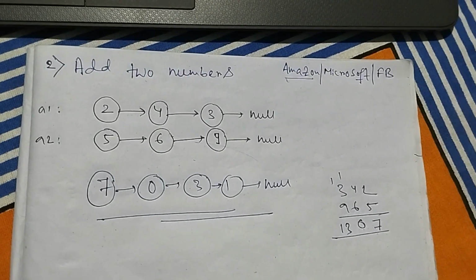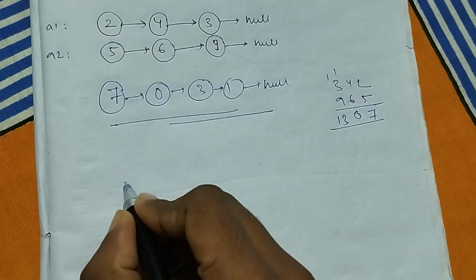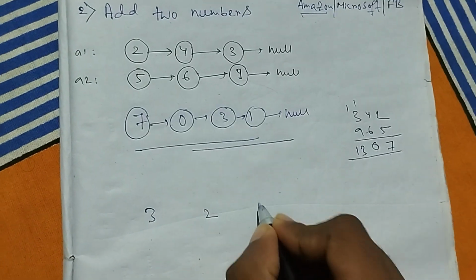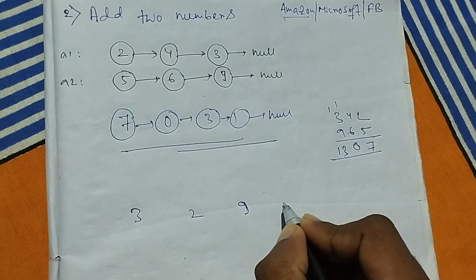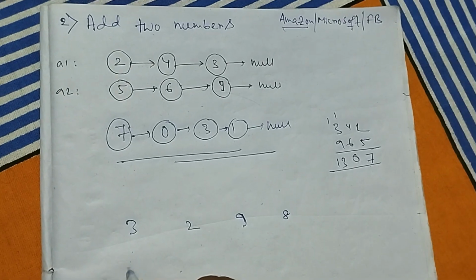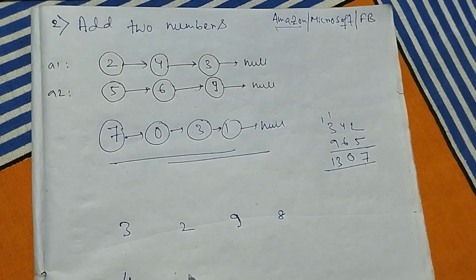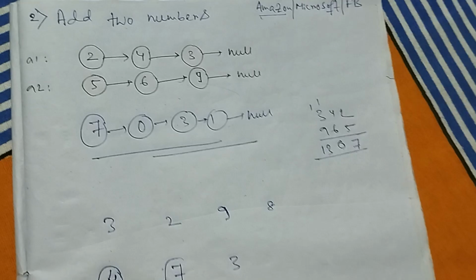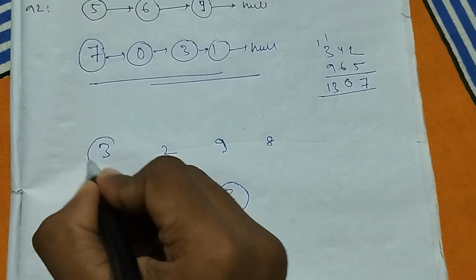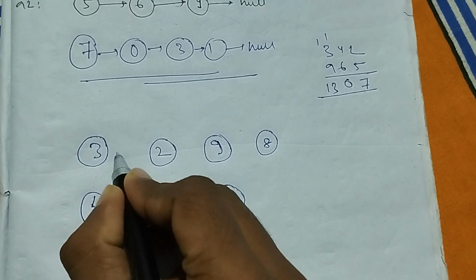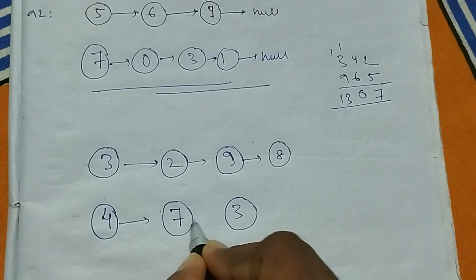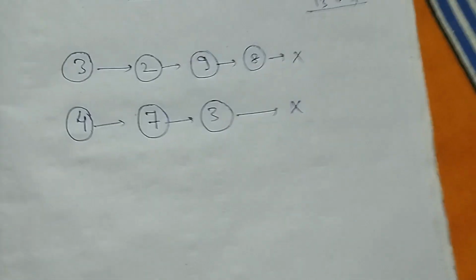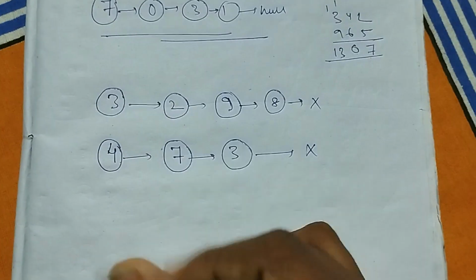First of all, let me take a bigger example so you can understand it in a better way. 3 2 1, and this one is going to take 9, 8, 4, and 4 7 3. And this is basically null.